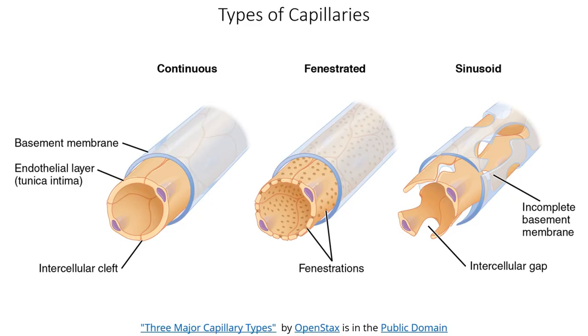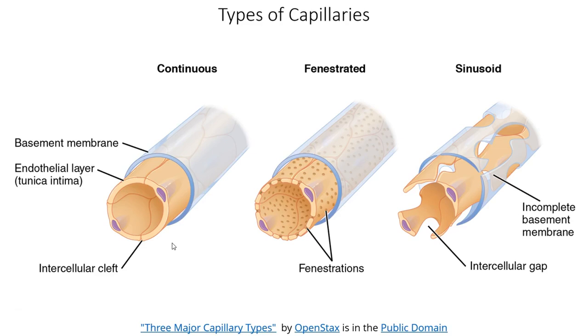For capillaries to function properly, the walls actually must be able to leak, so they must be permeable and allow some substances to pass through. And so that's why we have these 3 different types of capillaries that are all going to vary in how much permeability they have. So our first type over here, the continuous capillaries.